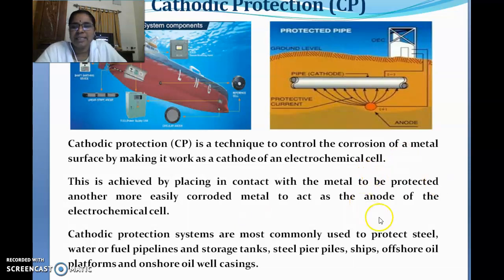First of all, it is cathodic protection. It is a technique to control the corrosion of a metal surface by making it work as the cathode of an electrochemical cell. So whatever metal you want to protect from corrosion will be acting as the cathode. Hence it is cathodic protection.